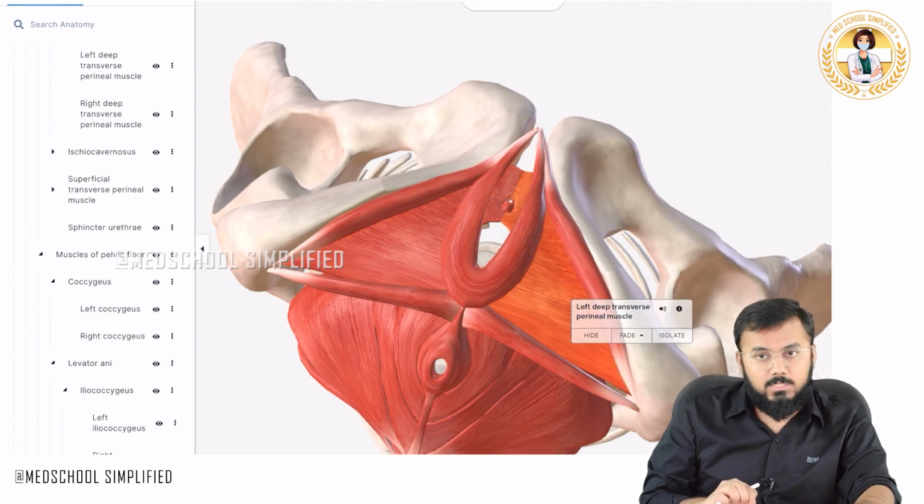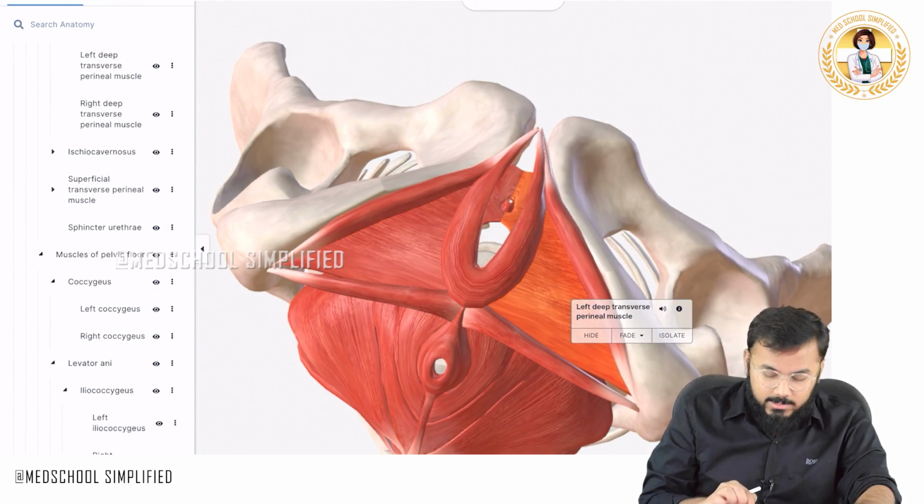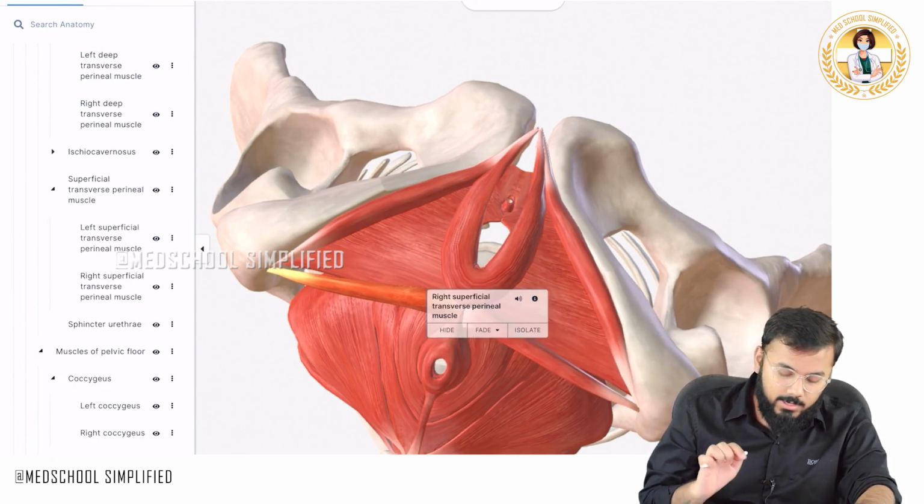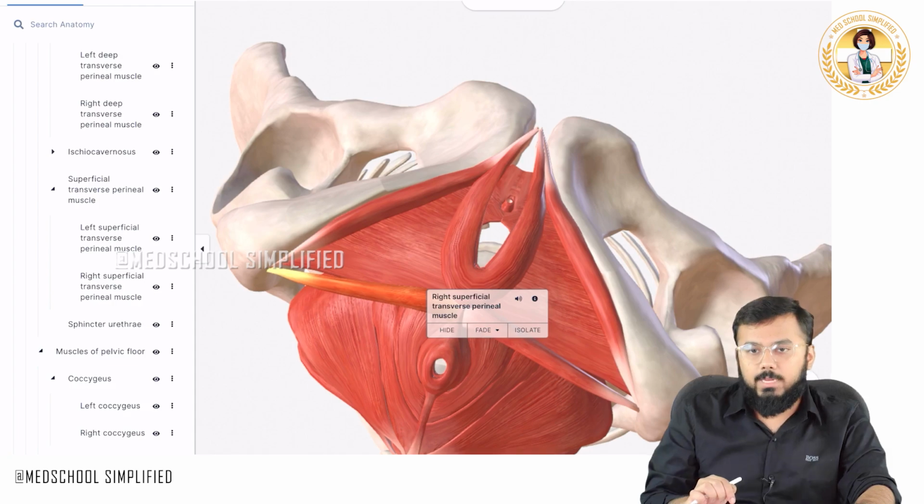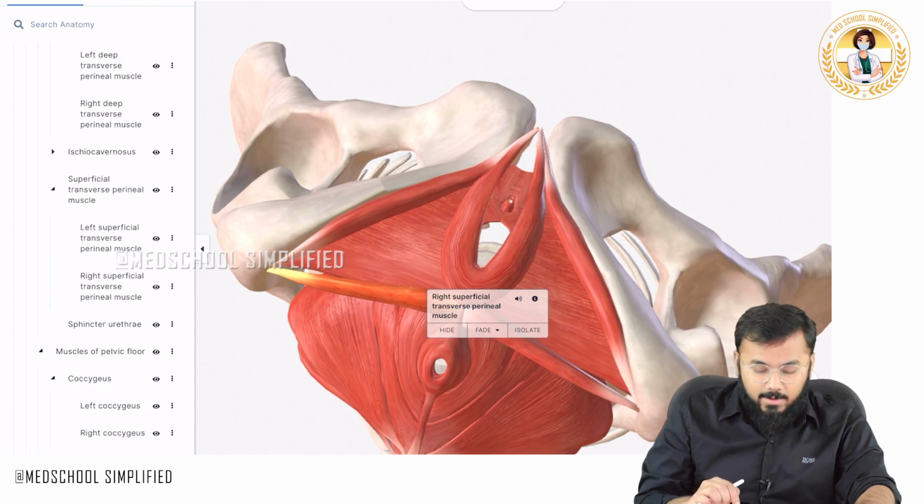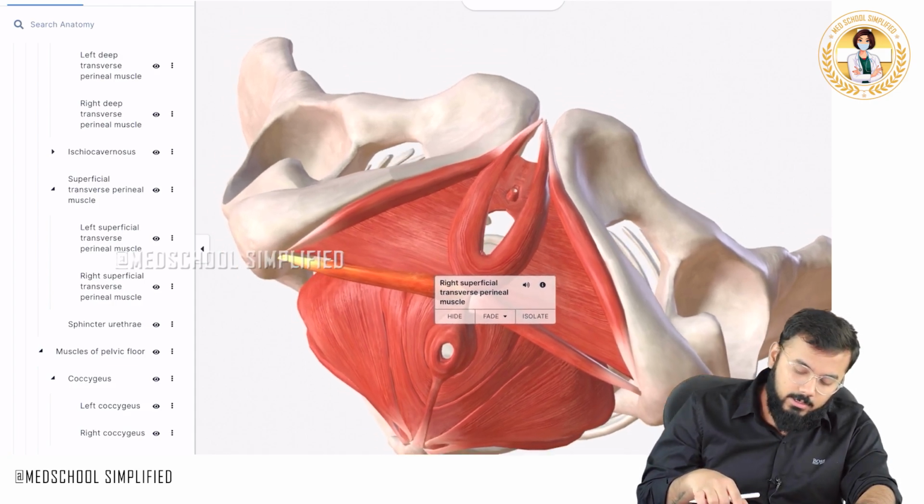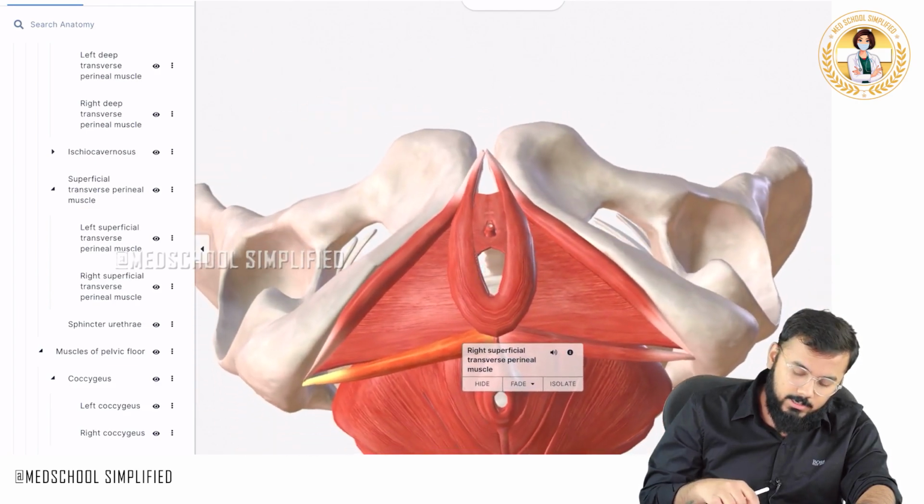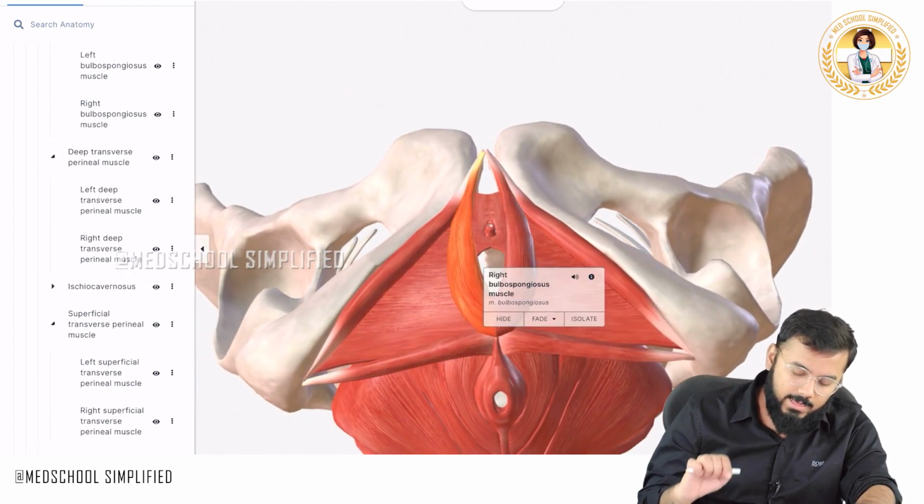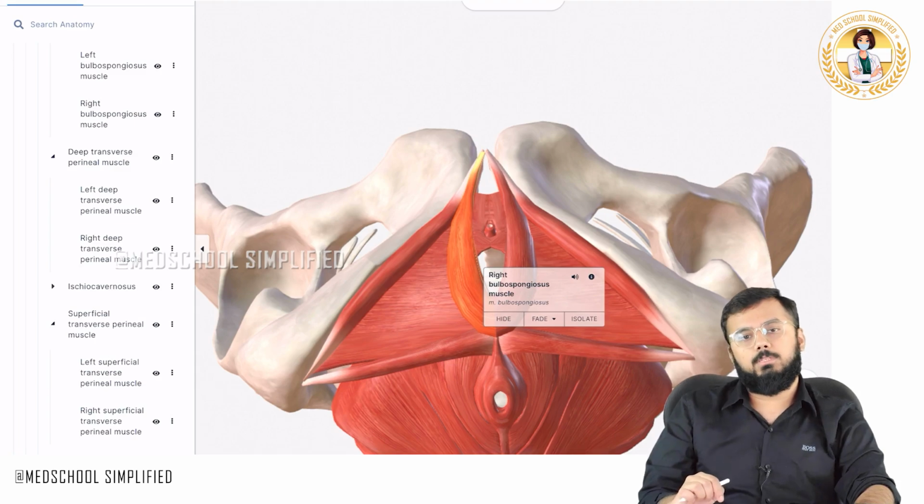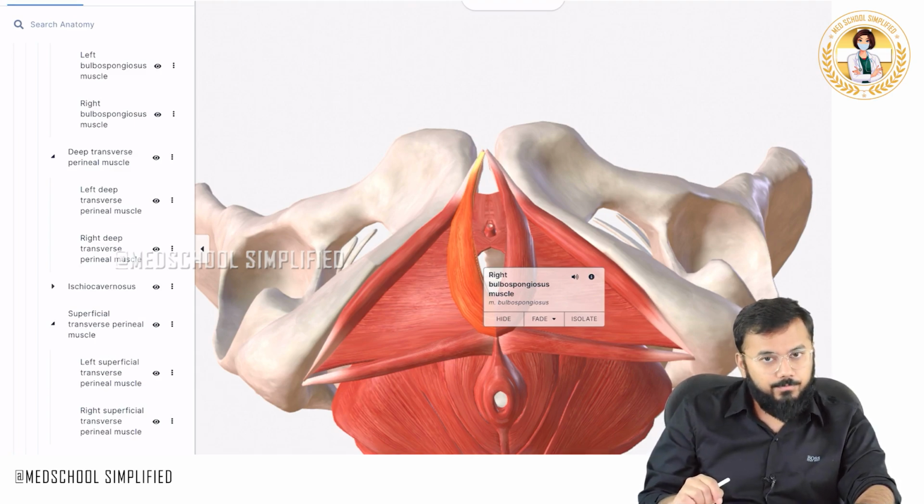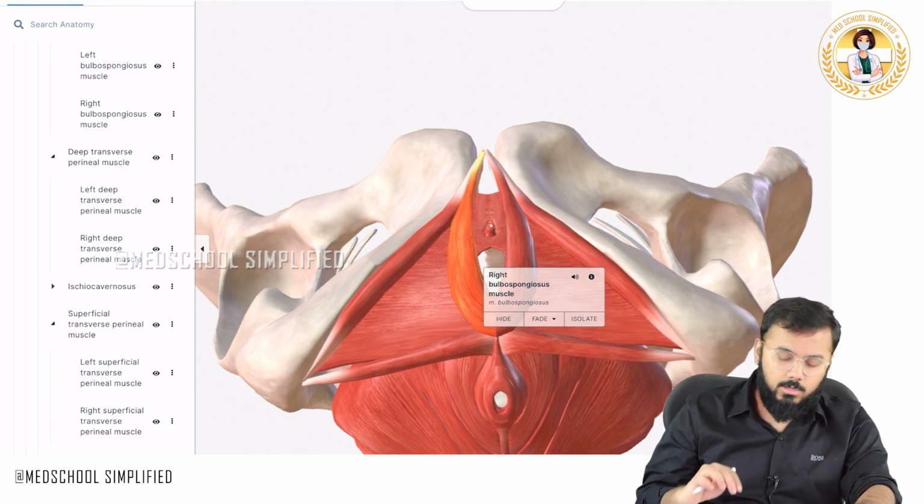Okay, next we discussed the superficial transverse perineal. See, these two fan-like muscles are called superficial transverse perineal muscles. Okay, and after that I told you about bulbospongiosus, right? So where is this bulbospongiosus? See, this is your bulbospongiosus, the left as well as the right bulbospongiosus muscle. So I hope you understood what these three important muscles over here are, right?